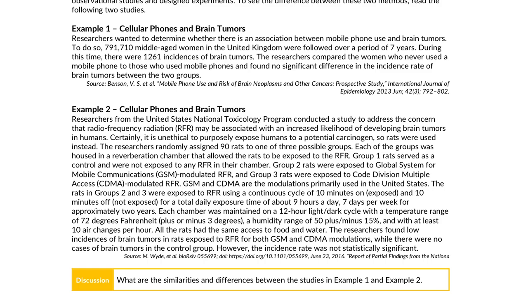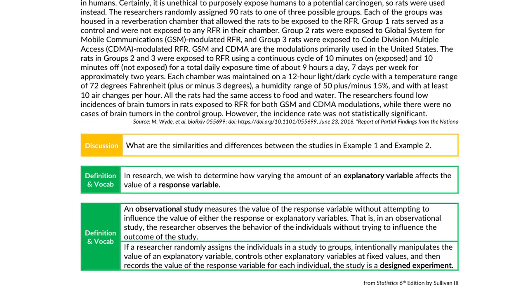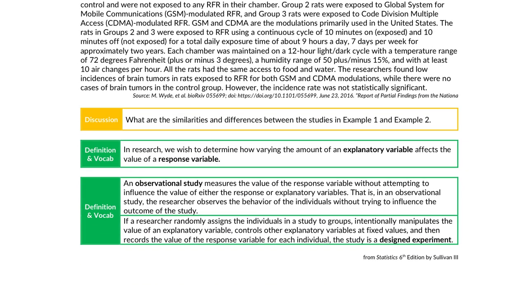Interesting. So what we get down to is when in research we wish to determine how varying the amount of what is called an explanatory variable affects the value of what's called a response variable. So in both of these studies, we were trying to see if the explanatory variable of cell phone usage had some sort of response to an increase of brain cancer, brain tumors. We had an explanatory, what could explain what's happening, the reason.